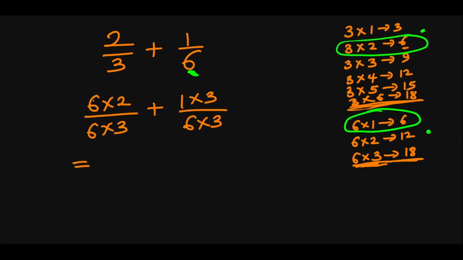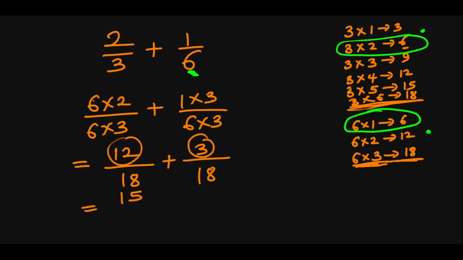So when we simplify further, 6 times 2 gives us 12, 6 times 3 gives us 18, plus 3 times 1 gives us 3, 6 times 3 gives us 18. Now we are in a setup where the denominators are the same. So we just add across: 12 plus 3 is 15. Then we pick that 18. Now if we simplify it further like we did before, 3 will divide 15 to give us 5, 3 will divide 18 to give us 6. You see that the answer is the same.